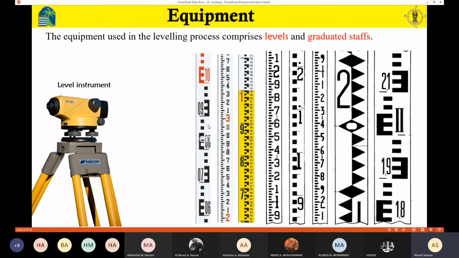And also in the field, we'll be able to use and understand this device and also how to get the reading. So in order to perform leveling, I need to have levels, this level instrument, and also I need to have a graduated staff. These are the main equipment in the leveling process.